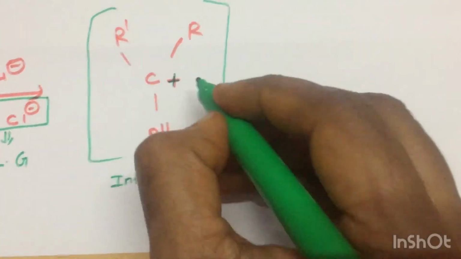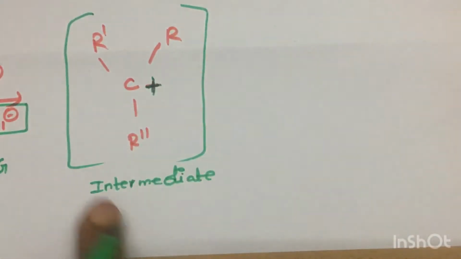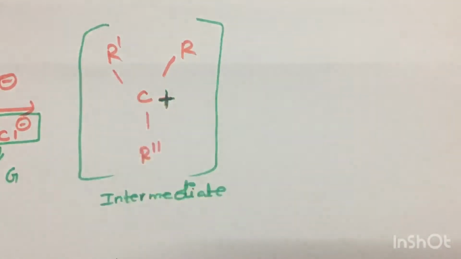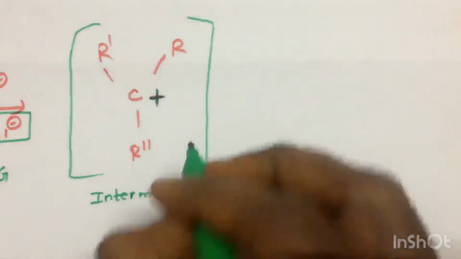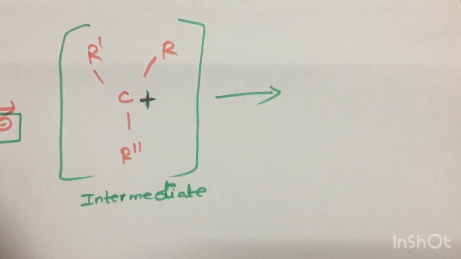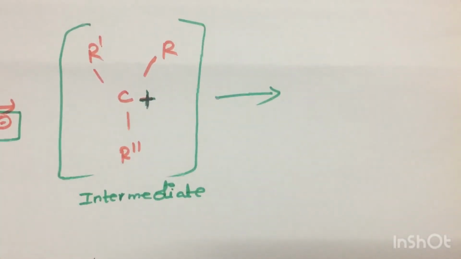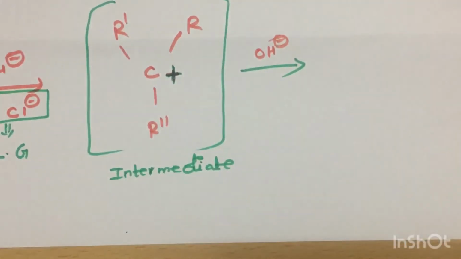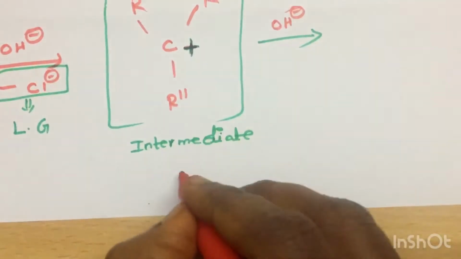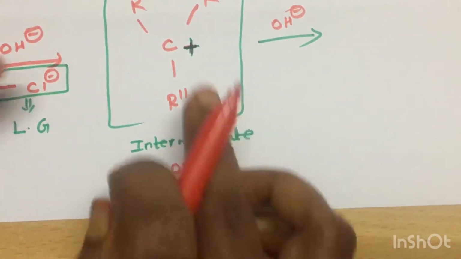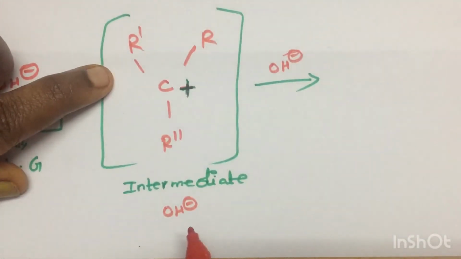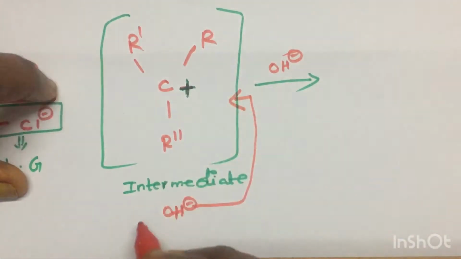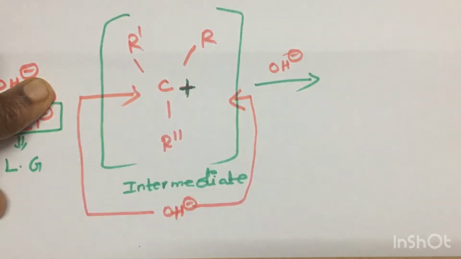Okay, so you will get a carbocation. This is a planar carbocation. So what is the geometry of this one? What is the hybridization of this? This is a very important point. Then what happens in the second step? The OH minus ion will come and attack. Now there are two possibilities. You see, this is a planar carbocation, so this hydroxyl group has two chances. Either it can come and attack here, or it can come and attack here.